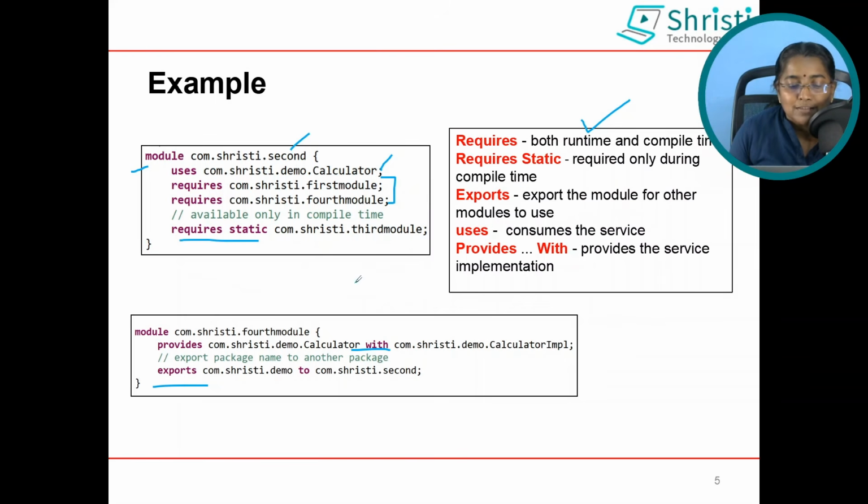Next, provides with, which means this fourth module is offering a service. See here, it provides a service implementation. Provides with, or offering a service implementation. Then exports, which means this module can be exported so that other modules can use it. The fourth module is exported and the second module is using the fourth module as a dependency. These are a few directives that you can use with a module.